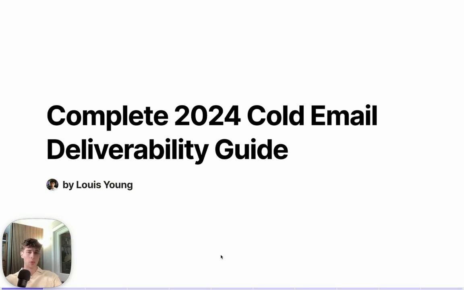Now, in today's video, I'm going to be talking to you specifically about the 2024 Cold Email Deliverability Guide. This is what we use at our agency with all of our clients, and this is what you need to be using in 2024 with the new spam rules in place with Google, Outlook. It's become a lot harder to land in your prospect's inbox, so utilizing this is going to be crucial for your success when running outbound campaigns.